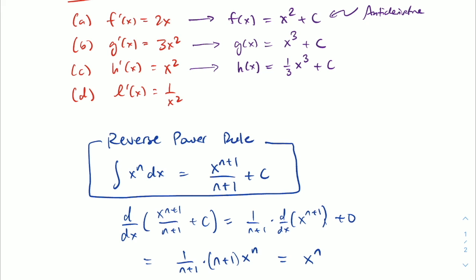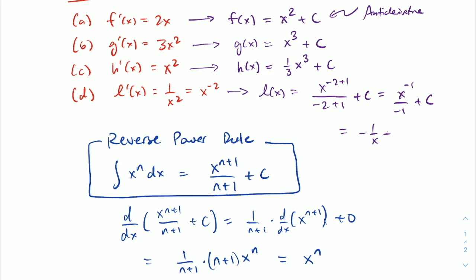Okay, so first what we're going to do is write this L prime of x as x to the negative 2. And then we'll use this reverse power rule. We'll say that L of x is going to be x to the negative 2 plus 1 all over negative 2 plus 1 plus c, which simplifies to x to the negative 1 over negative 1 plus c, or negative 1 over x plus c.